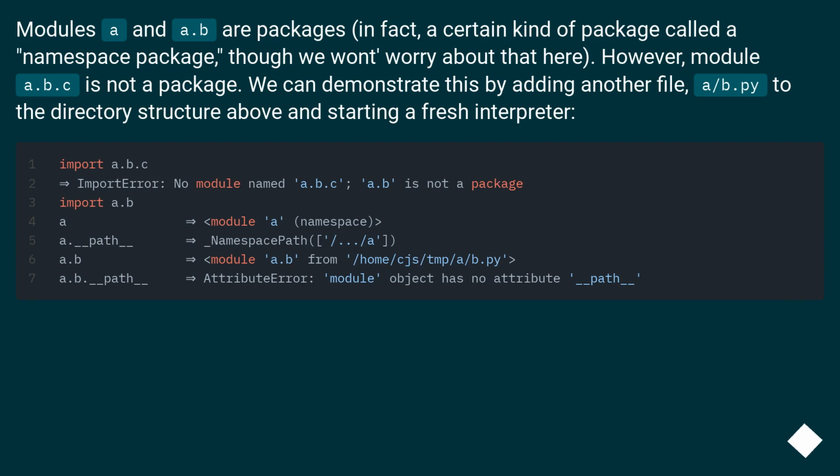Modules a and a.p are packages. In fact, a is a certain kind of package called a namespace package, though we won't worry about that here. However, module a.b.c is not a package. We can demonstrate this by adding another file, a/b.py, to the directory structure above and starting a fresh interpreter.